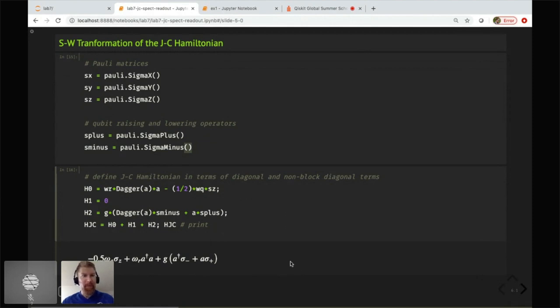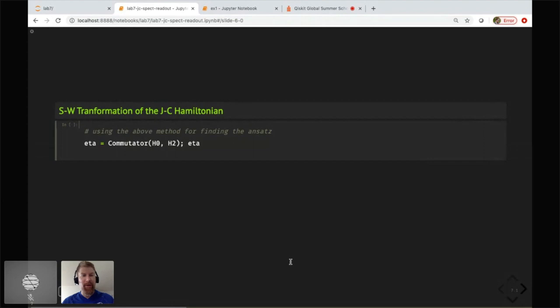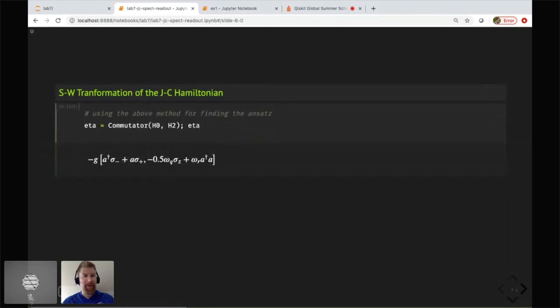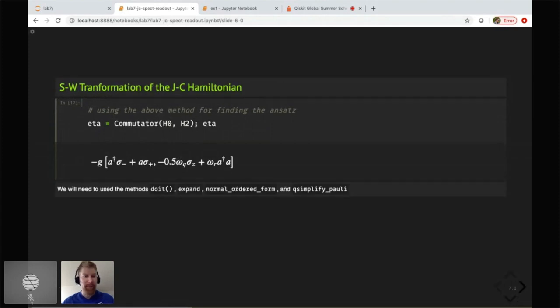Then what we need to do is calculate this commutator, eta, which is going to be our systematic ansatz that we came up with from that paper. This is the commutator that SymPy gives us, but we need this to be evaluated now. So we need to use these methods that are part of SymPy called doit, which actually performs the commutation, expand, which expands the terms, normal order form, which will put the a's and a daggers in the correct form, and qsimplify, which will take care of the Pauli algebra.